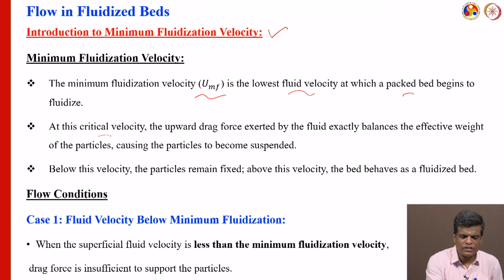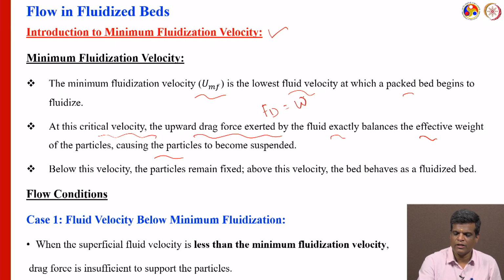So, at this critical velocity, what will happen? The upward drag force exerted by the fluid exactly balances the effective weight of the particle, causing the particle to become suspended. That means here there is a drag force F_D, equal to the upward drag force, then W effective. So both are equal when the minimum fluidization velocity is reached.